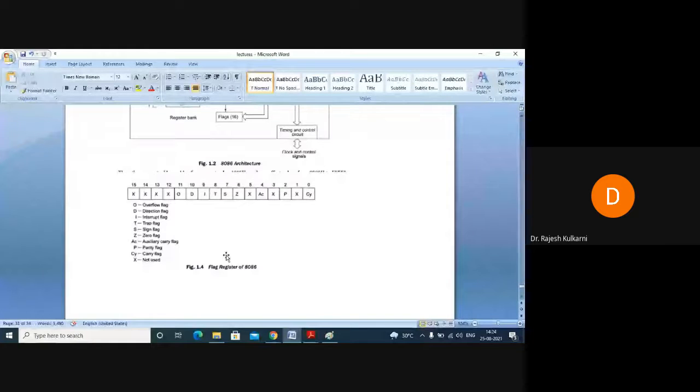Along with the overflow flag, the sign flag is there, zero flag is there, auxiliary carry flag is there, parity flag is there, carry flag is there. So these are all the status flags.